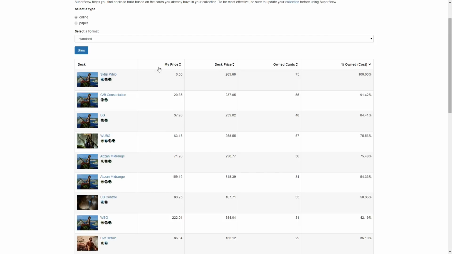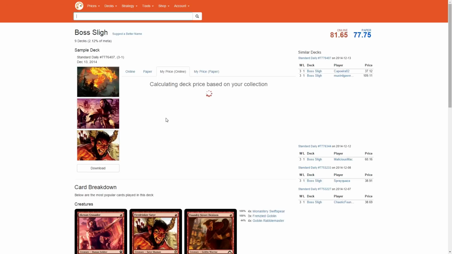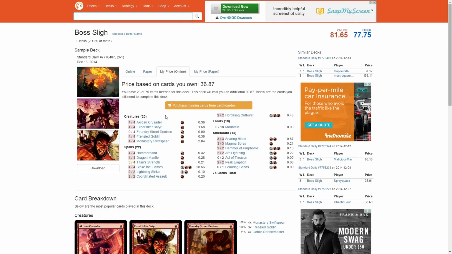So let's actually go and take a look at one of these decks. So let's take a look at Boss Sly here. So you'll notice on our deck pages we have two new tabs, My Price Online and My Price Paper. So this is the price you need to pay based on the cards in your collection. So here, to purchase Boss Sly, I would need to use an additional 36.87 tickets. I own 26 of the 75 cards needed for this deck.